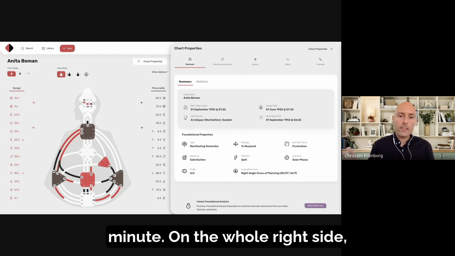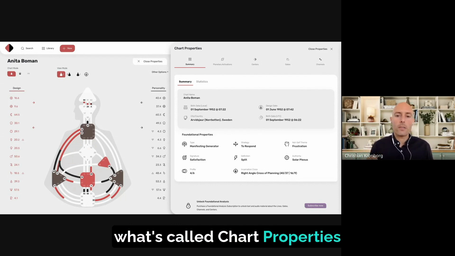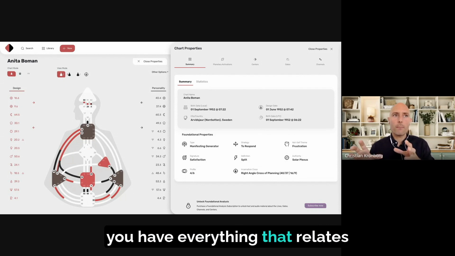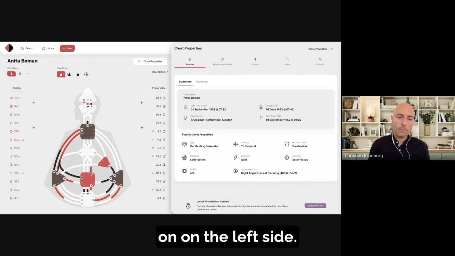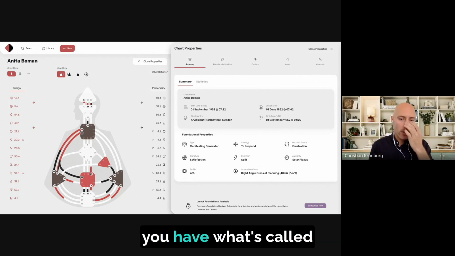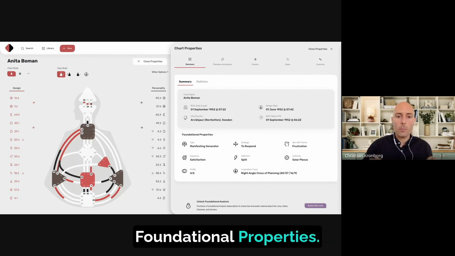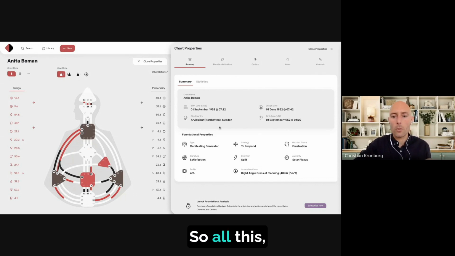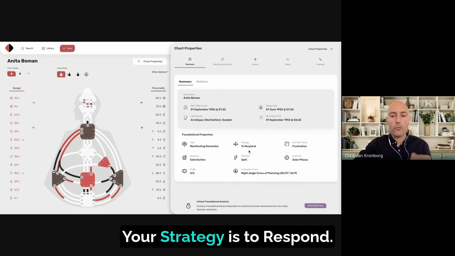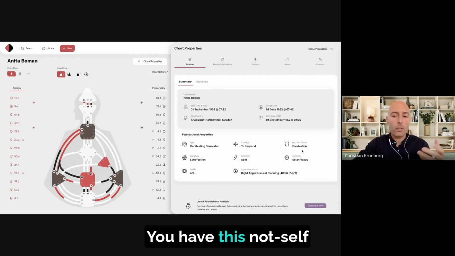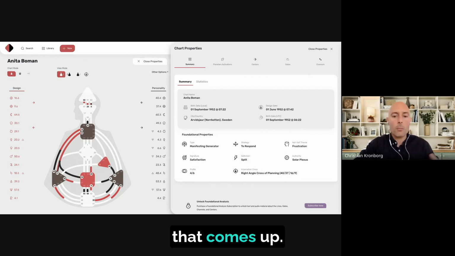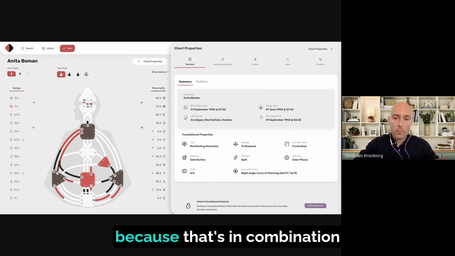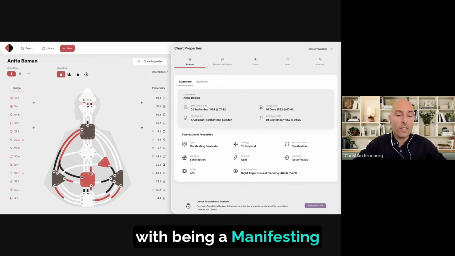On the whole right side, what's called chart properties, you have everything that relates to and explains what's going on on the left side. And then down on the right side, you have what's called foundational properties. So all this that it says here, manifesting generator, the strategy is to respond. You have this not-self theme, which is frustration that comes up. You might also feel anger because that's in combination with being a manifesting generator.